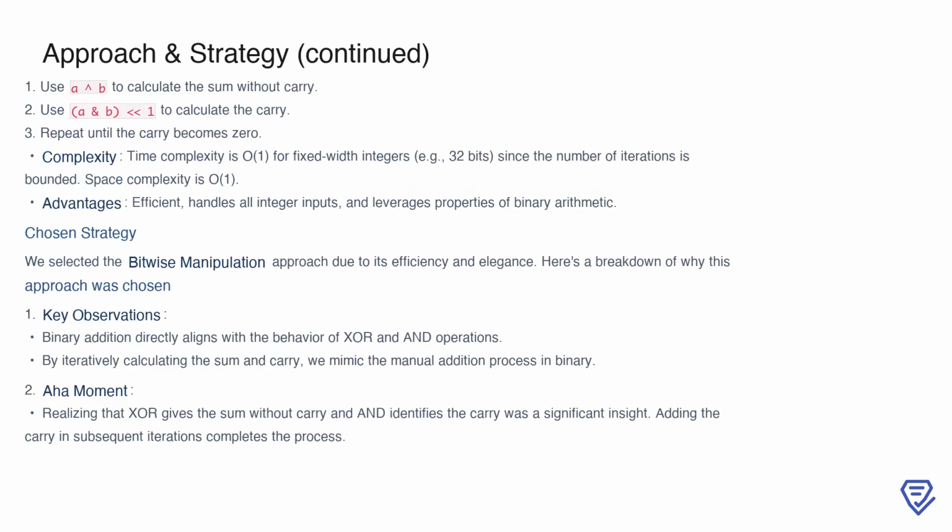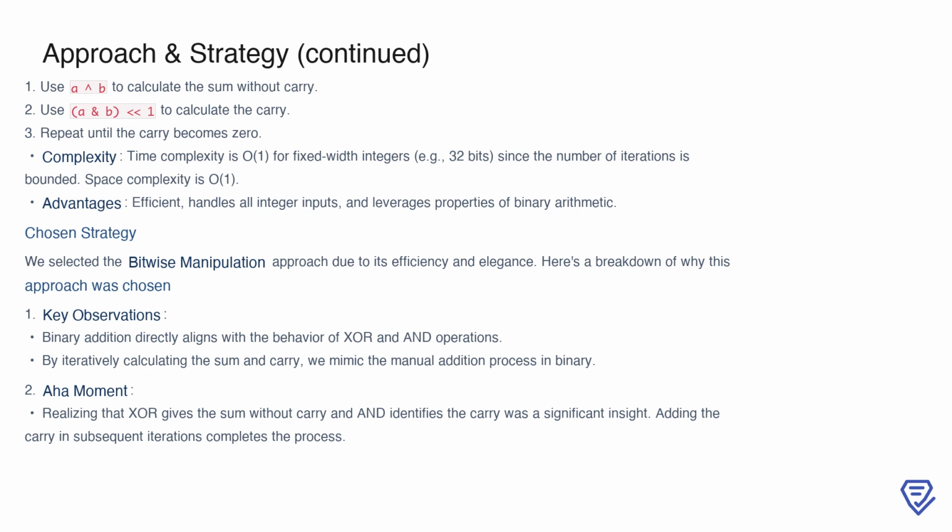In the bitwise manipulation approach, the process works iteratively. First, we use a XOR b to calculate the sum of the two numbers without considering the carry. Next, we use (a AND b) << 1 to compute the carry, which is then shifted left to align with the proper bit position. This process repeats until the carry becomes 0, at which point the sum is complete.